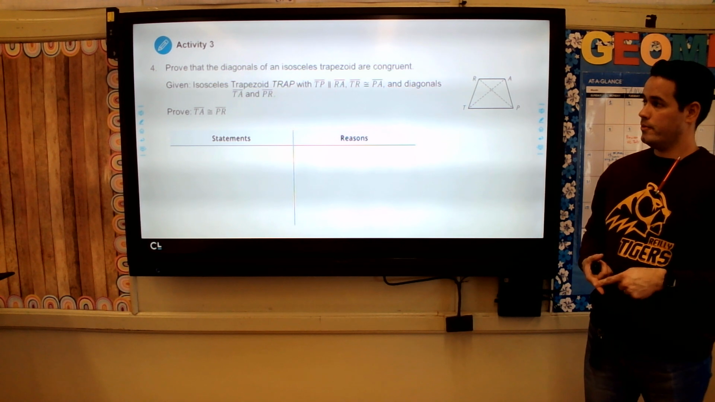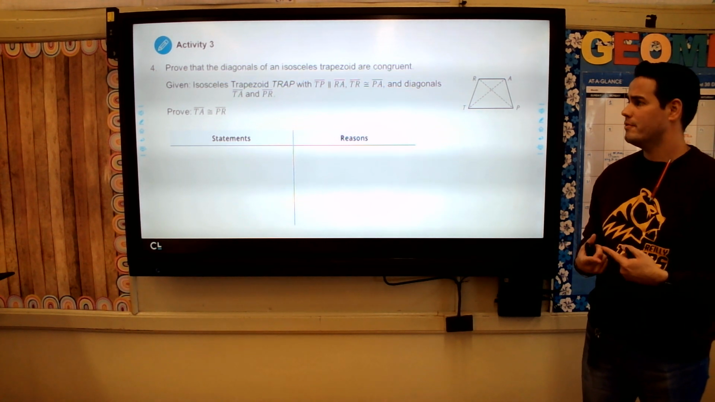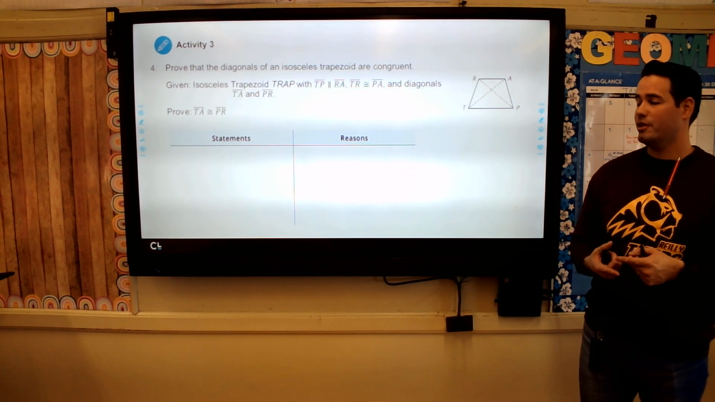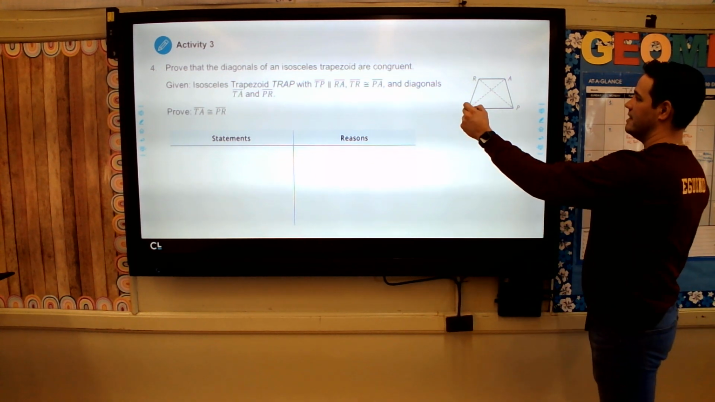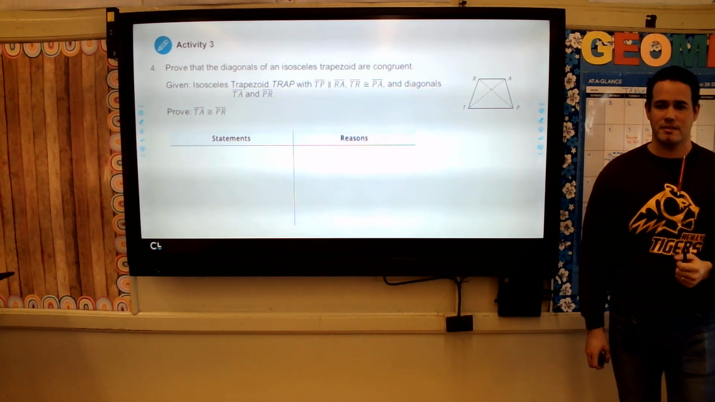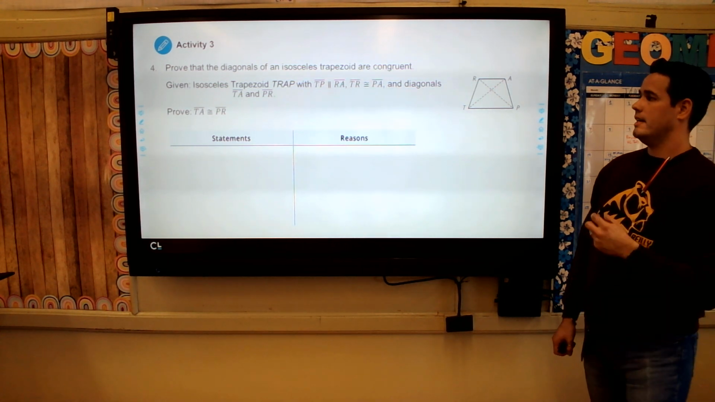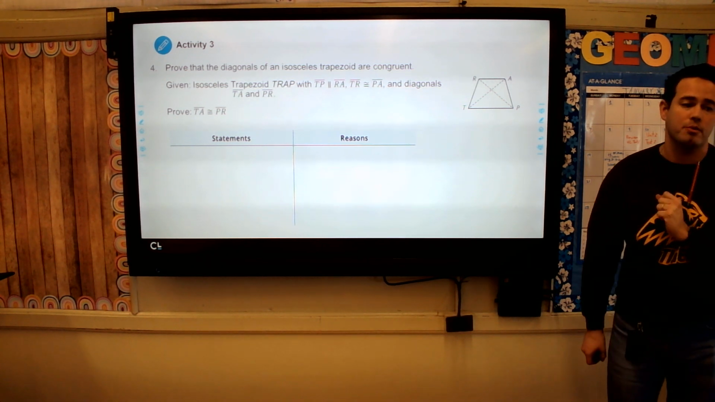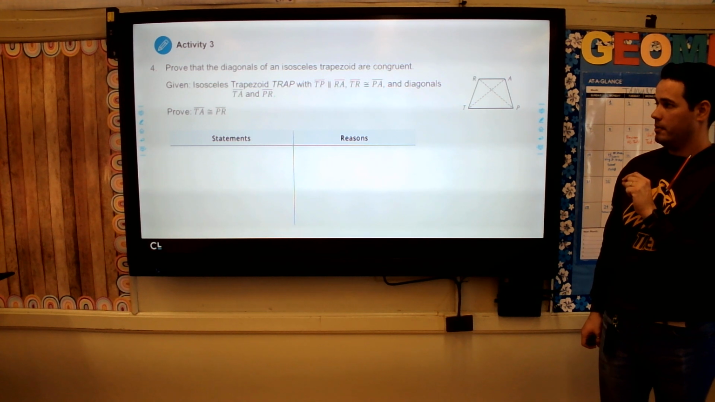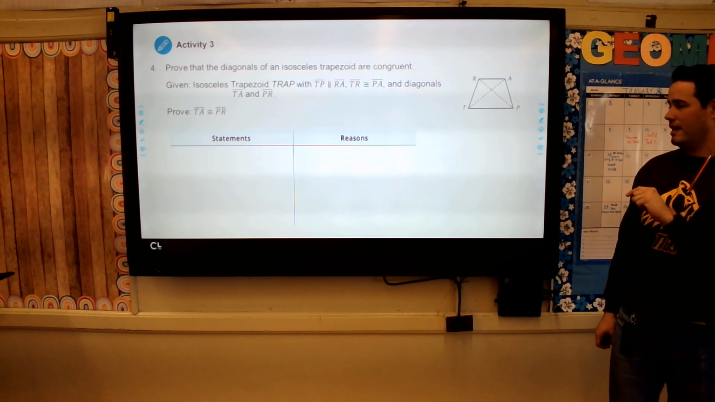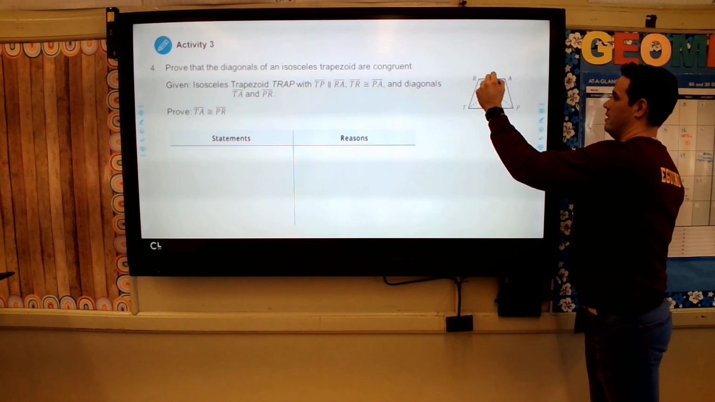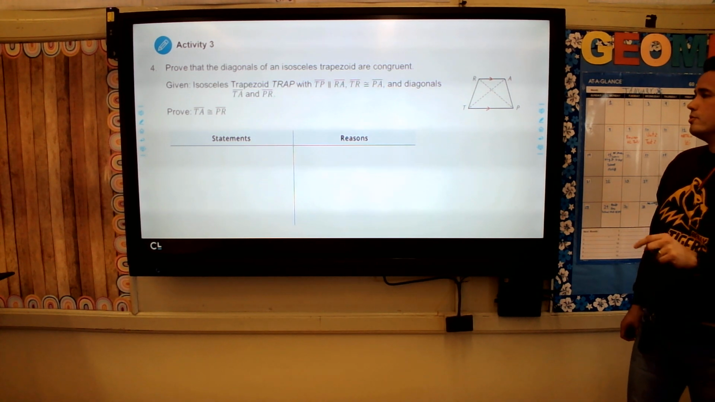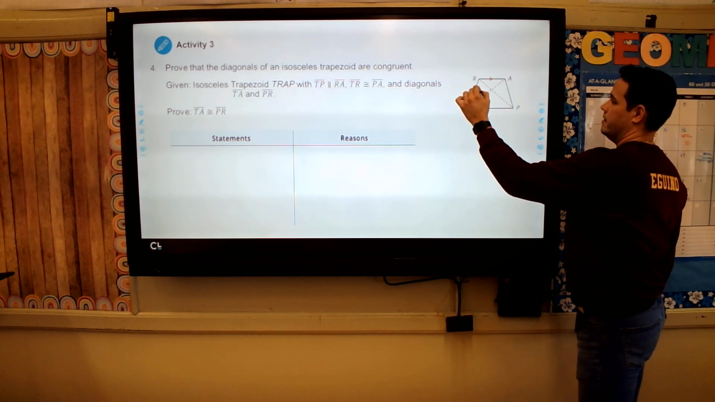Now we have to do a short proof. So how can I prove now that the diagonals of my trapezoid are congruent? So I'm trying to prove that TA and RP are congruent. How do I make that happen? I'm given that my figure TRAP is a trapezoid, and my trapezoid has sides TP and RA parallel to each other. So TP and RA are parallel to each other, but I also know that TR is congruent to PA.